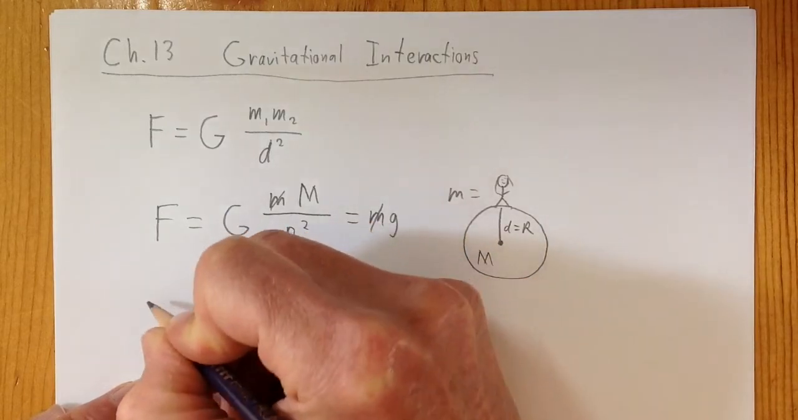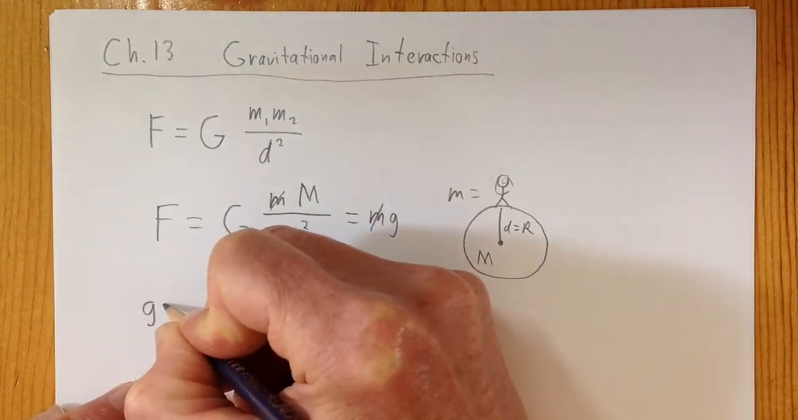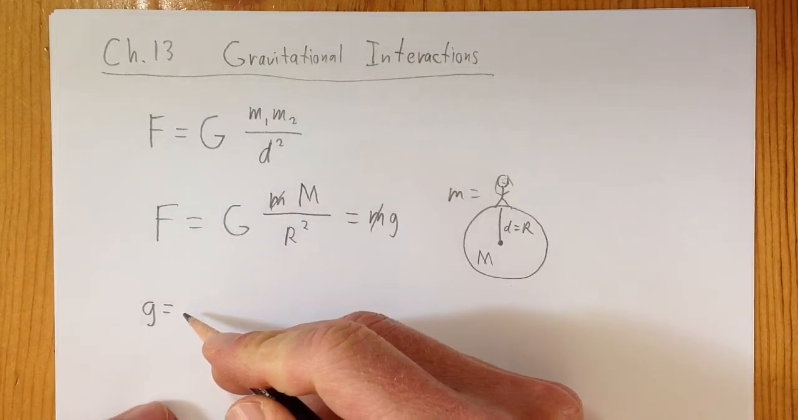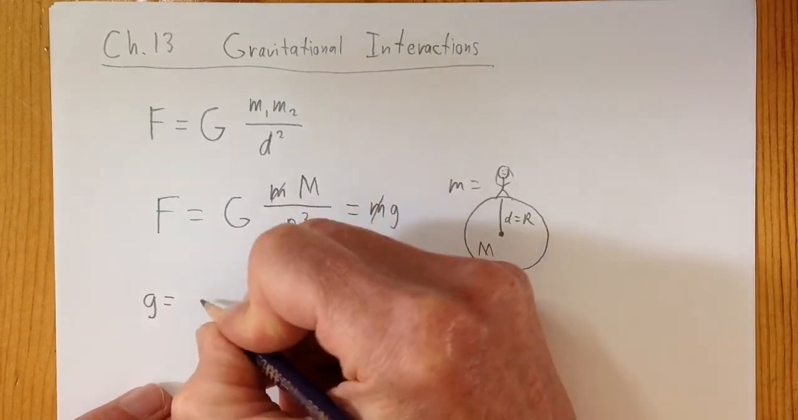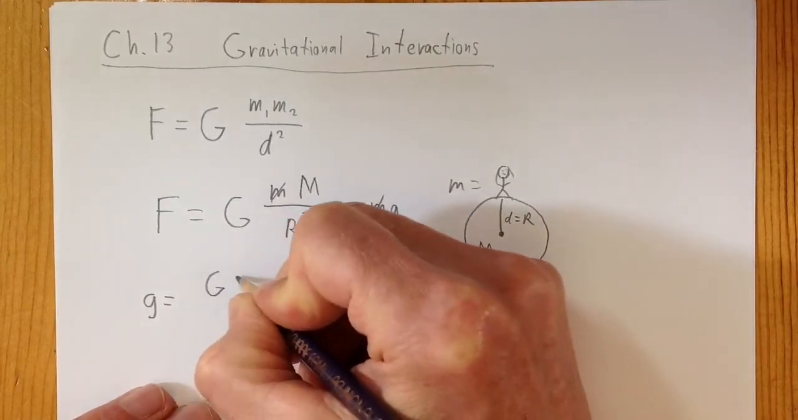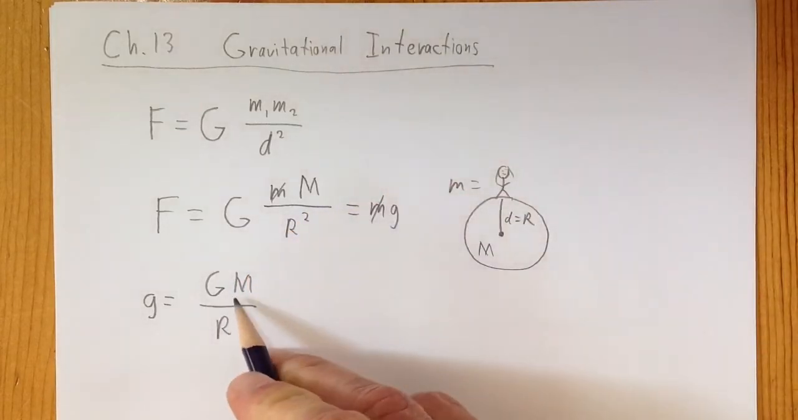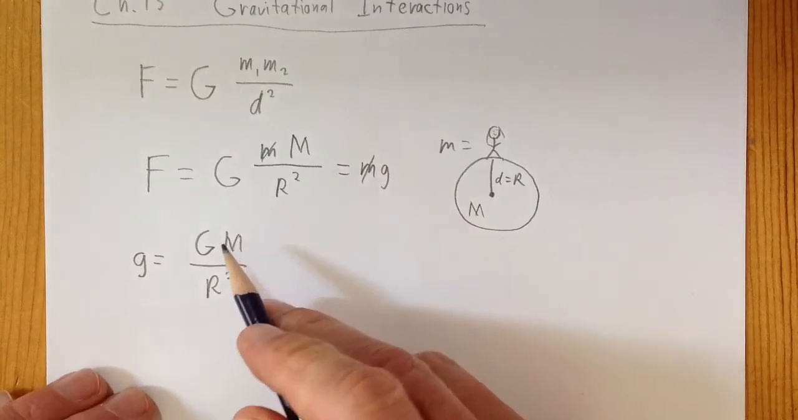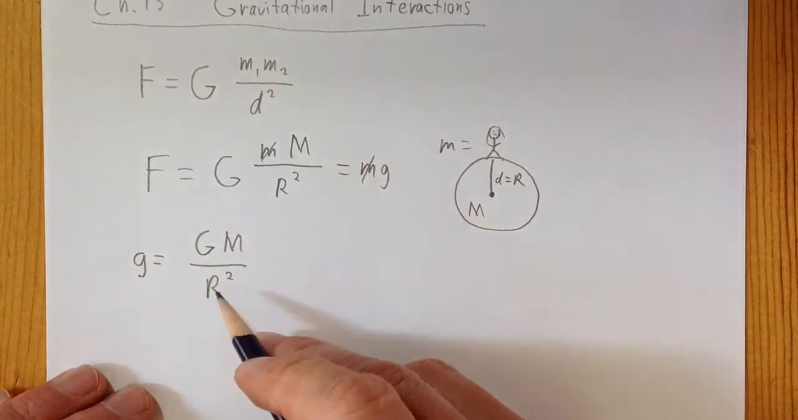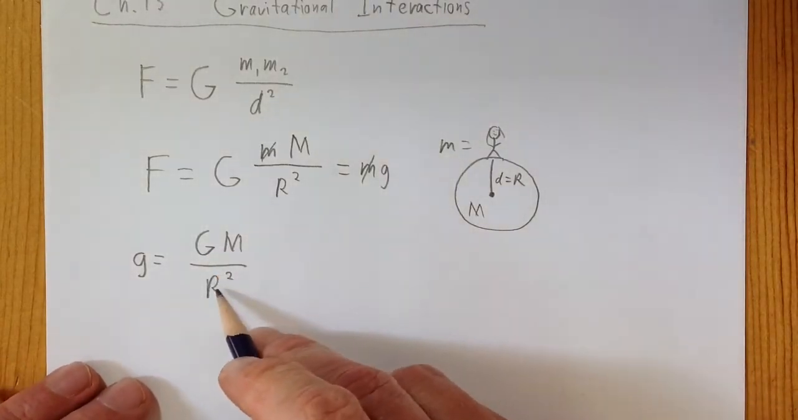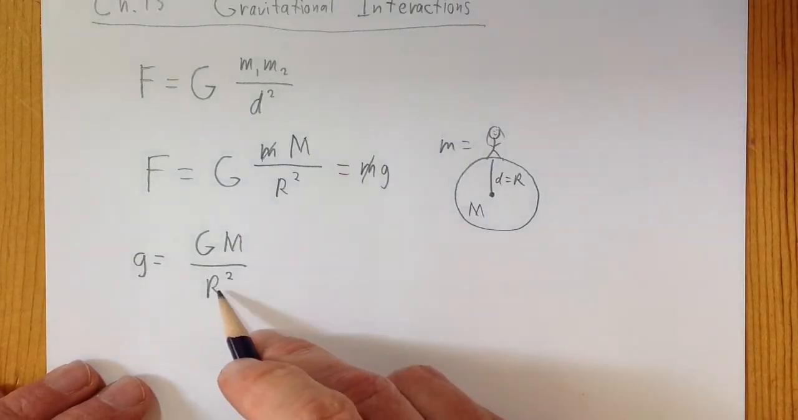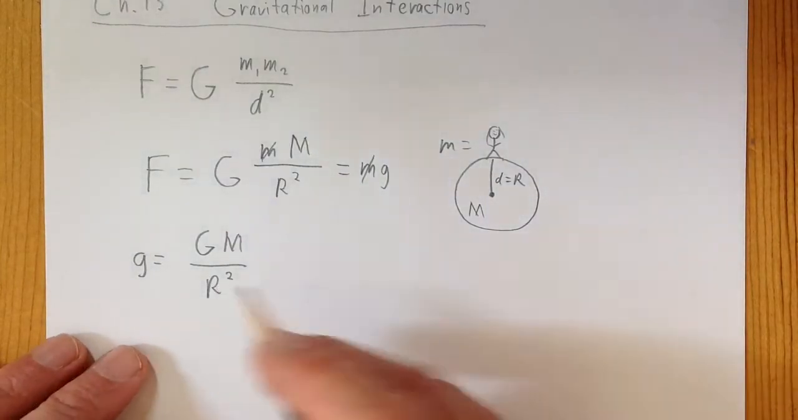So little g, which is called the gravitational field, which we know on the surface of the Earth is like 9.8 meters per second squared, for any planet is big G times the mass divided by the radius of the planet squared. If you're on the surface of the planet, it's big G times the mass divided by the radius of the planet squared. If you're not on the surface, it's how far you are from the center of the planet.